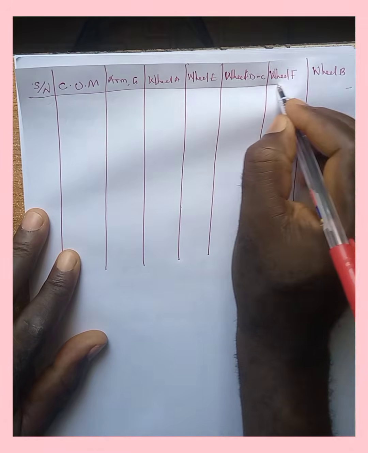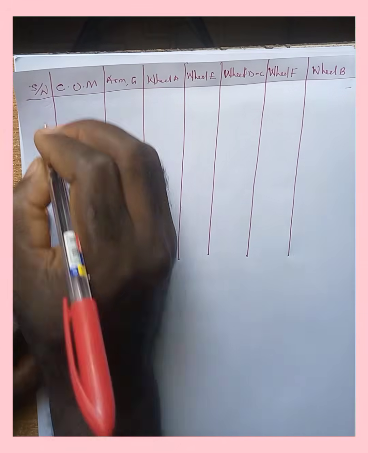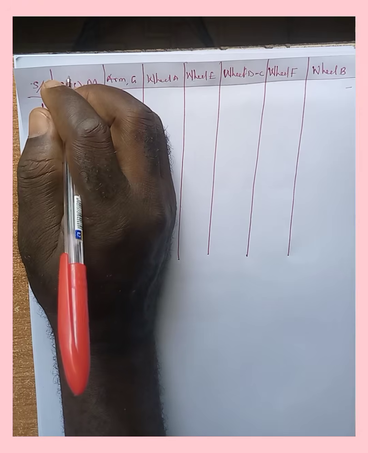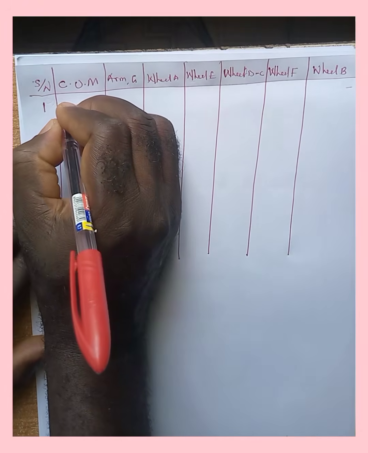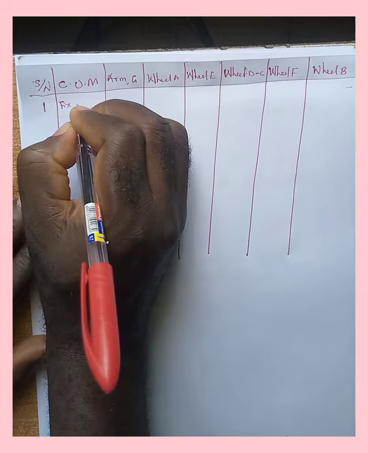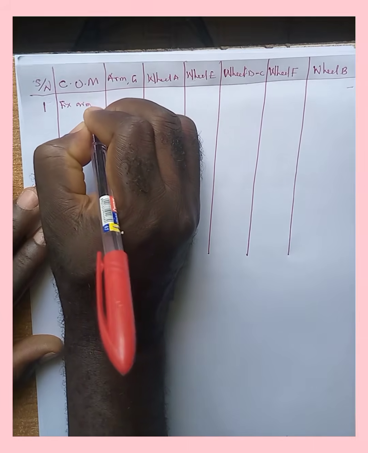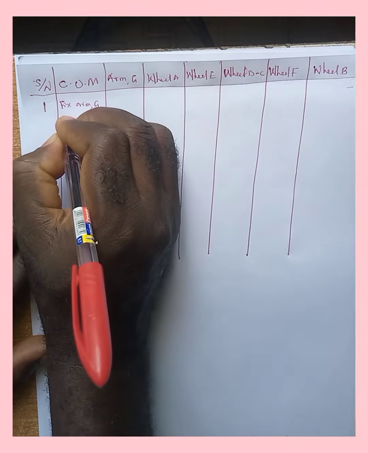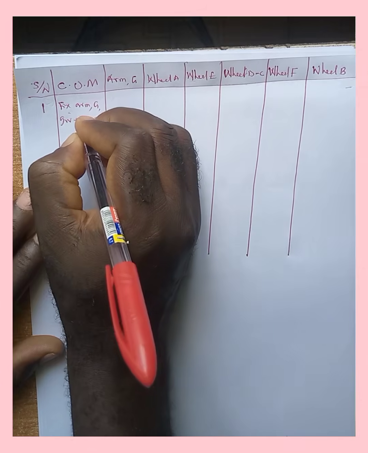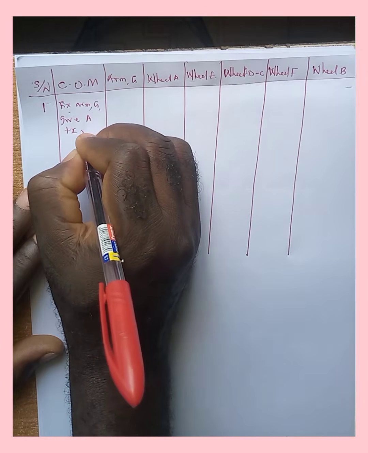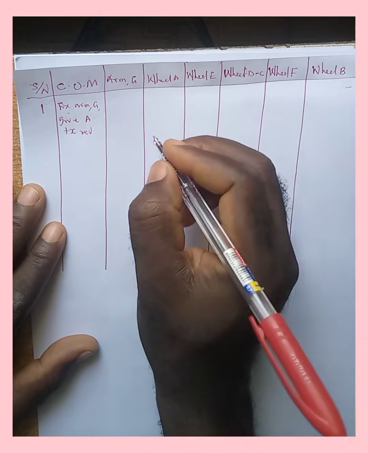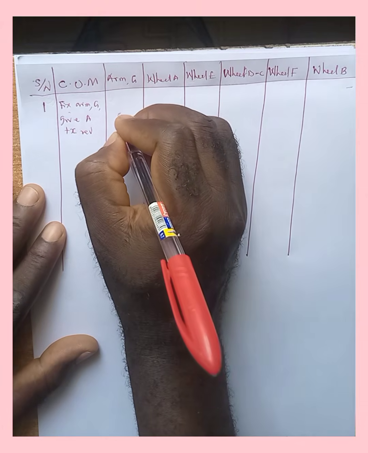Now, this is what we are going to have in our table. Then the first action here, as usual, we are going to fix G and then give a positive X revolution. So that means the motion of A here will be 0.